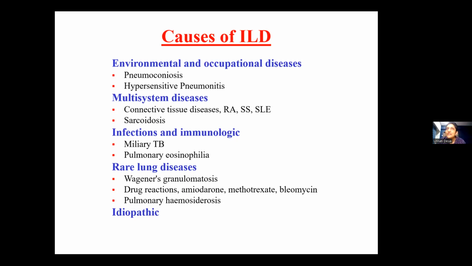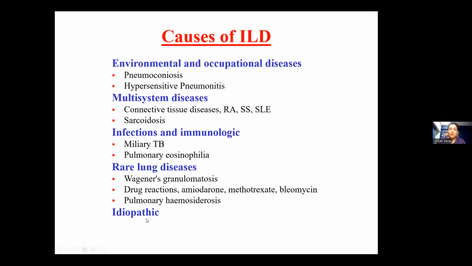You have connective tissue diseases or autoimmune diseases, which involve the lung as well as other areas which have connective tissue. This includes rheumatoid arthritis, systemic sclerosis, SLE, and we have multisystemic diseases like sarcoidosis, which can cause interstitial lung disease. There are certain infections like miliary tuberculosis and pulmonary eosinophilias, which also mimic or behave like an ILD. You have very rare lung diseases, such as those due to certain drugs, which could be common drugs like amiodarone or methotrexate, or chemotherapeutic drugs like bleomycin, which can cause pulmonary fibrosis and an ILD.